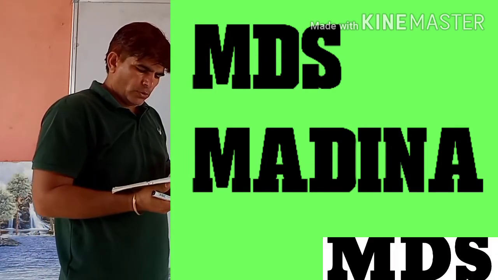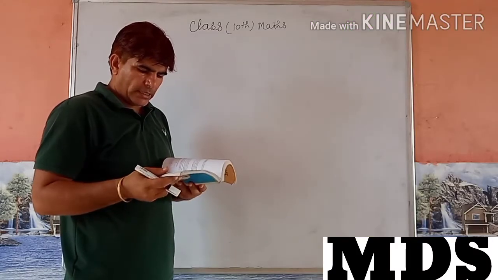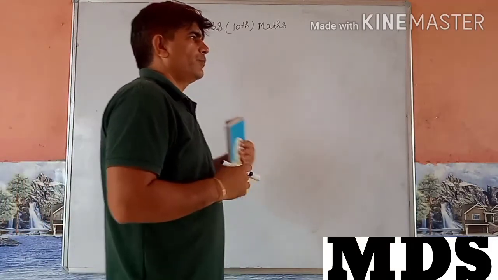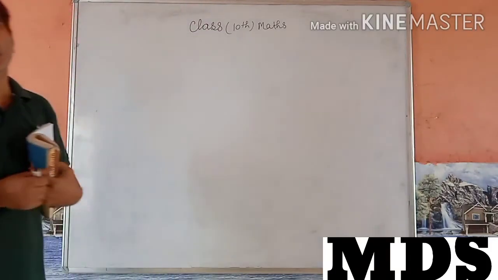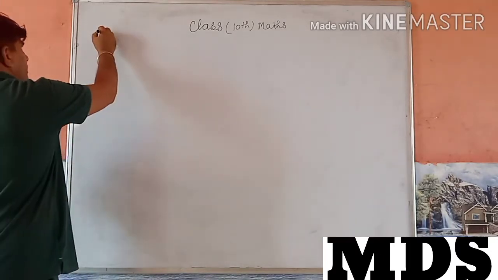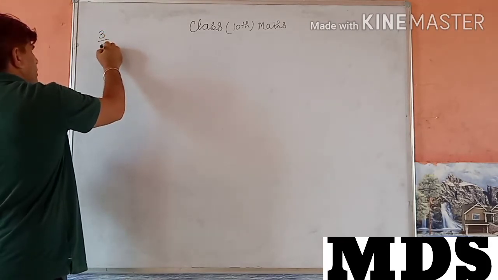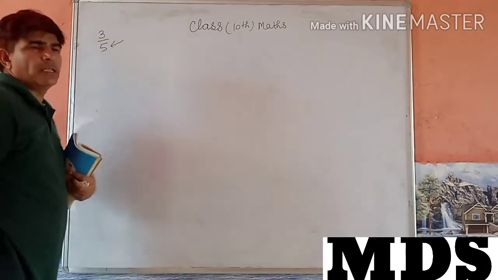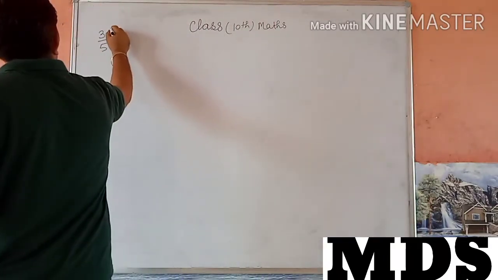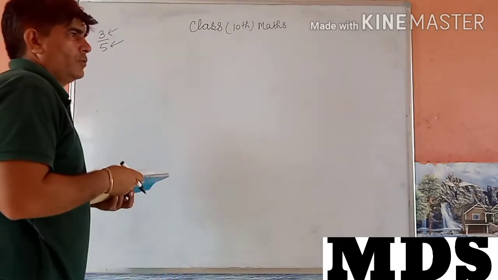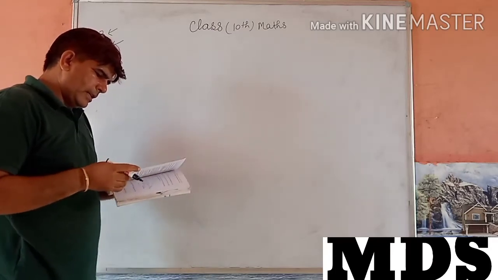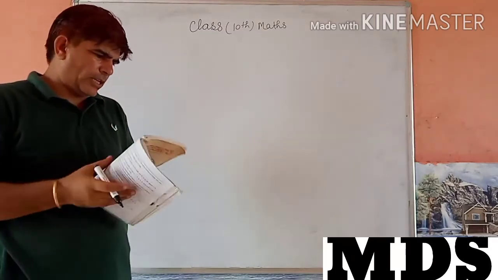Now I will tell you how to construct a triangle similar to a given triangle as per the given scale factor. So you have to construct a triangle which is similar to the given triangle, and the ratio of the sides is given, for example 3/5. It means one triangle is given of this size, and you have to construct a triangle whose ratio of sides is like this. Understood?